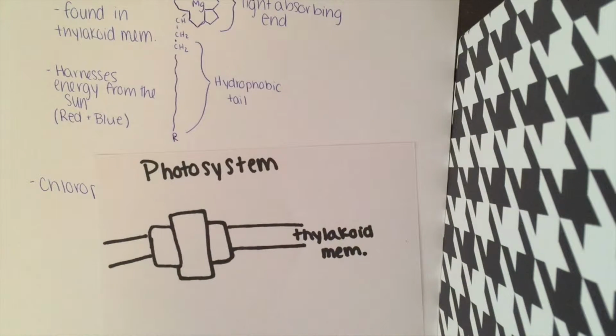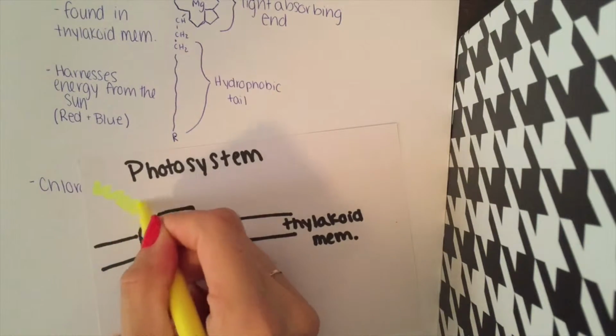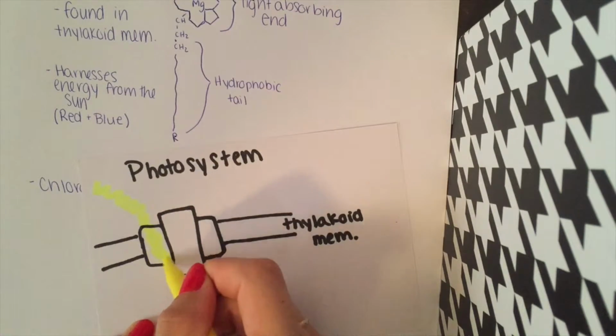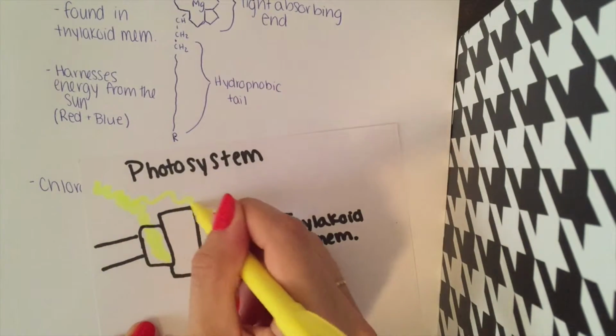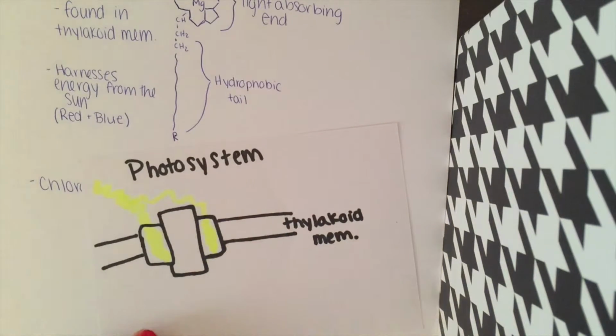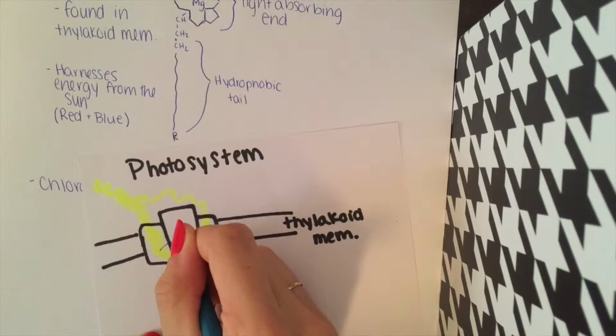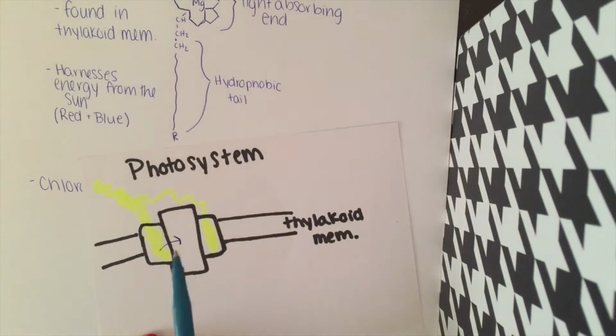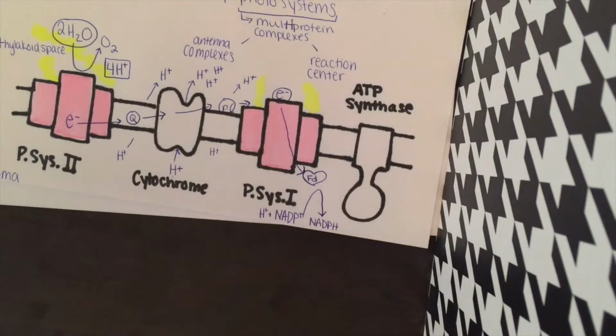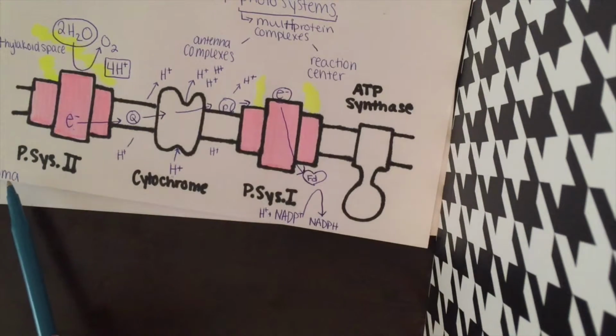So basically what happens is we have sunlight come in and it hits the antenna complexes. So over here, and it hits over here. And what the photosystem does is it takes that sunlight that's absorbed here and it sends it into the reaction center. And this reaction center does all of the work that we really need to focus on. So let's start it out. We have the thylakoid space here and stroma down here.